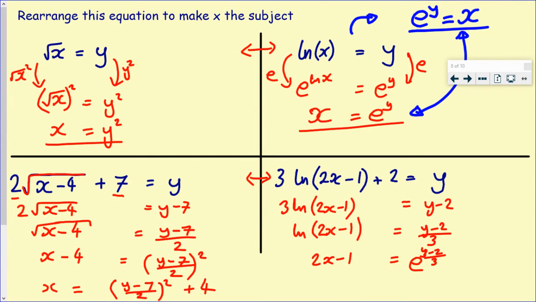And now we're going to add 1 and divide by 2. So we're going to get e to the power of y minus 2 over 3, plus 1, all divided by 2. And there we have rearranged the equation so that it's in terms of x.